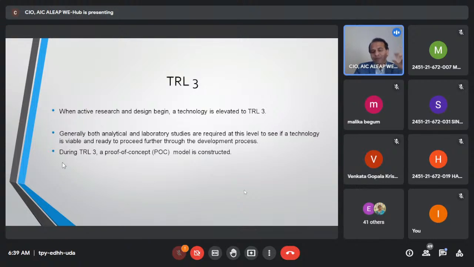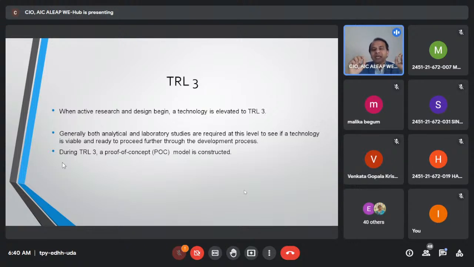TRL3, there is a proof of concept. Proof of concept means you have created some model, some laboratory result, even something very little is enough. So that's TRL3. TRL3 is the best one where, in any of the projects, faculty know this, any kind of preliminary work done by you, please mention it. The sentence will come in while applying for any project.